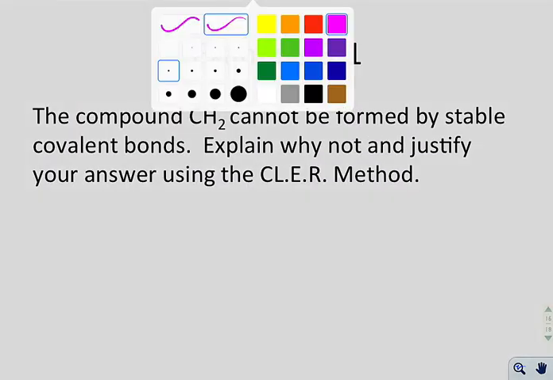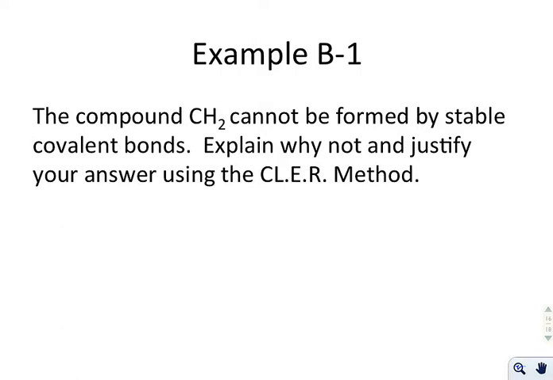You have an example here. It says the compound CH2 cannot be formed by stable covalent bonds. Explain why not and justify your answer using the clear method. The first thing we want to do is look at the Lewis dot structures. So we say C, and then we have hydrogen, which has 1, and hydrogen, which has 1.